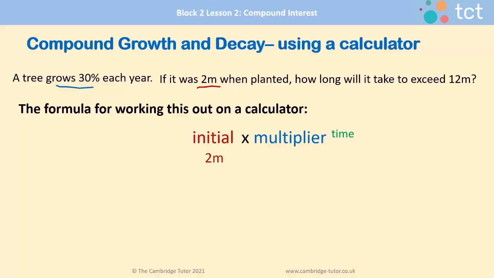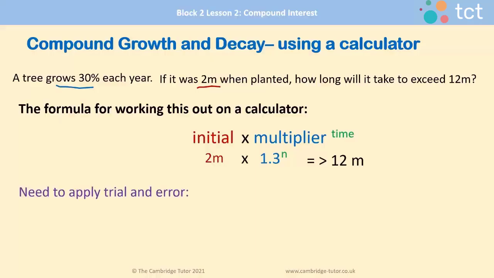year. So remember, you're including the initial 100% in there, so that's 1.3. What we don't know is the time, so we're going to put that to the power of n. We do know that the answer is going to be bigger than 12 metres.